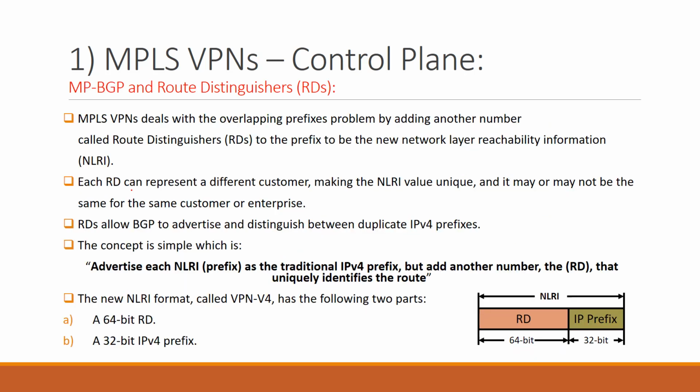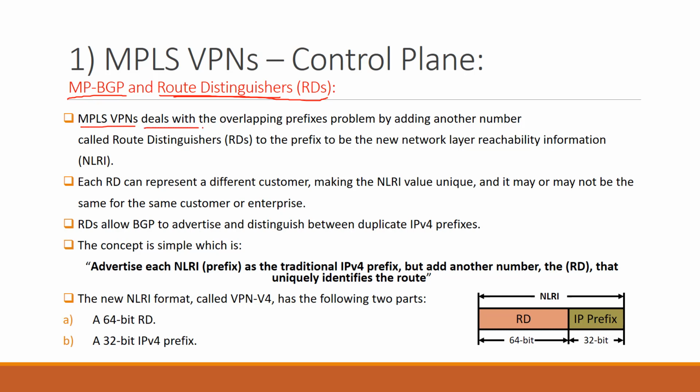The second concept, or the second element, that MPLS VPN's control plane uses is called route distinguishers. And route distinguishers work with multi-protocol BGP. How this will work, we are going to discuss in this slide. And what the usages of the route distinguishers are, we will discuss here.